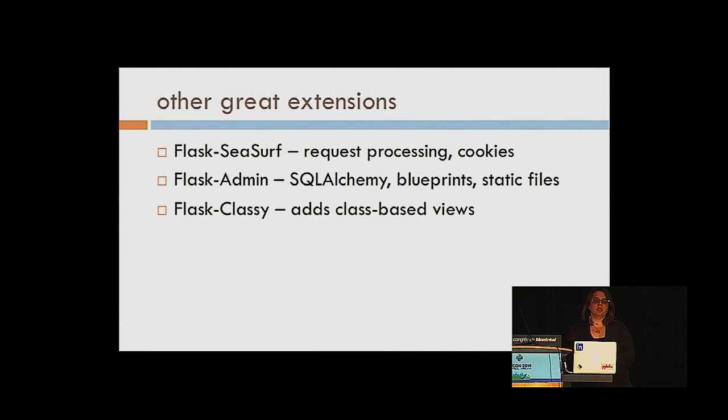Other great extensions: Flask CSRF is a CSRF protection library. It's a great one to look at if you're doing request processing or handling cookies, because it does a lot of that sort of stuff. Flask admin is kind of a port of the Django admin interface. It integrates with SQL Alchemy. It has blueprints, it has static files, it does a lot of things like that. It's another good one to look at. It has, I think, a slightly different approach to using SQL Alchemy than Flask Debug Toolbar, so you can compare and contrast between the two.